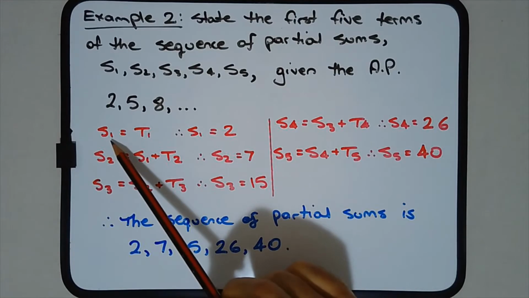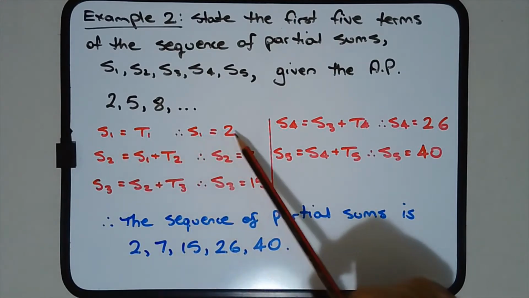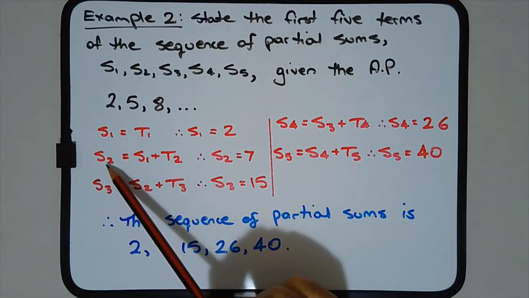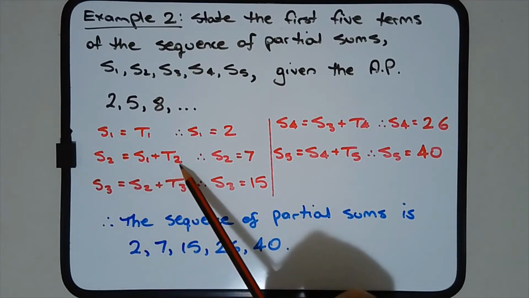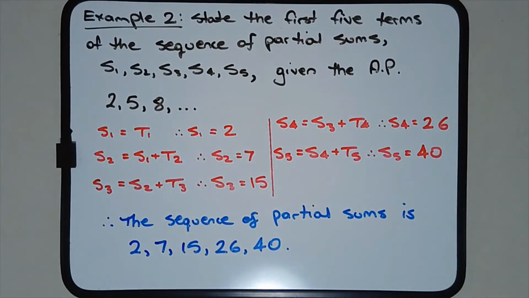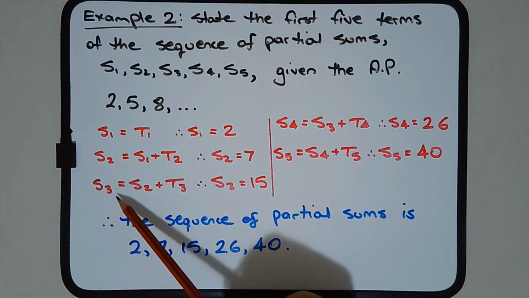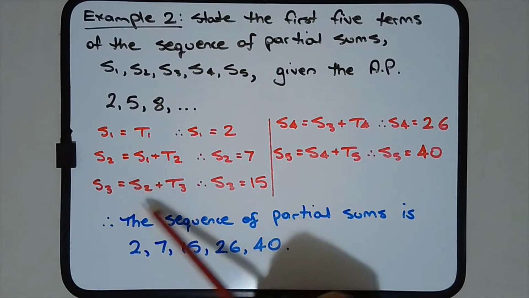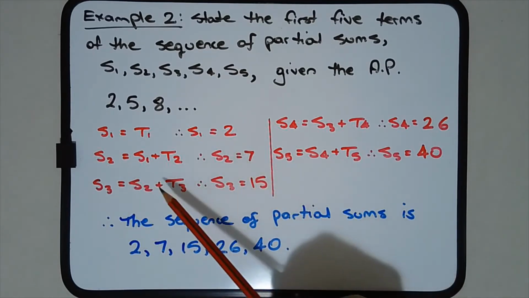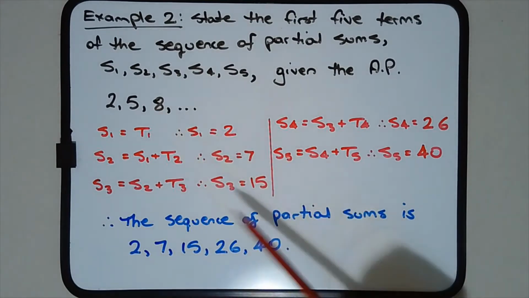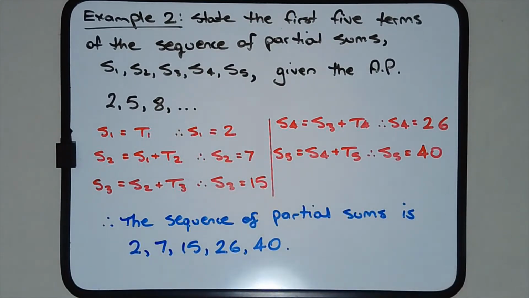Now S1 is just equal to T1. So therefore S1 is equal to 2. It's just the sum of one term. S2 can be found either by S1 plus T2 or just T1 plus T2. So first sum of the first 2 terms. So therefore S2 is equal to 7. Now S3, so the sum of the first 3 terms, can be found by taking S2, which has already been determined, and then adding on the third term. So 7 plus 8 equals 15. So therefore S3 equals 15.